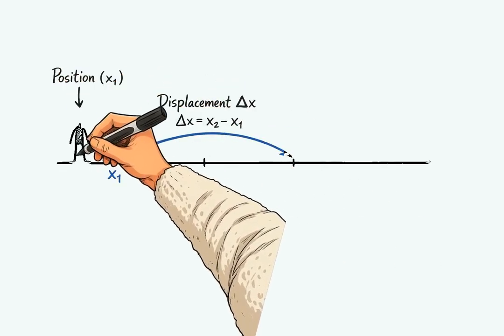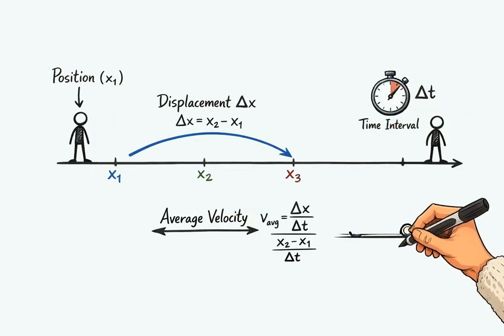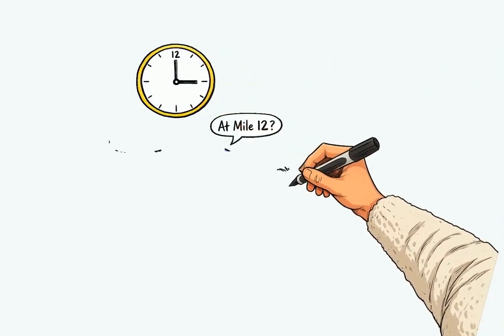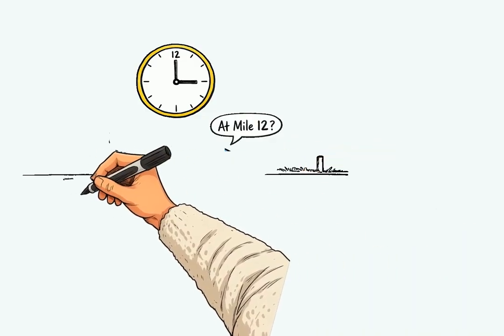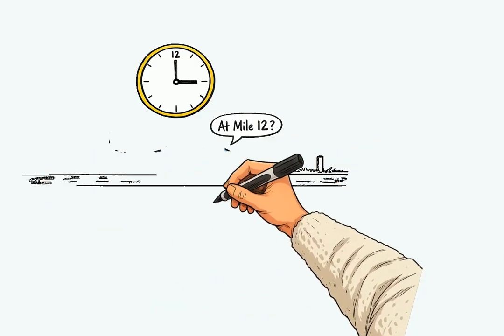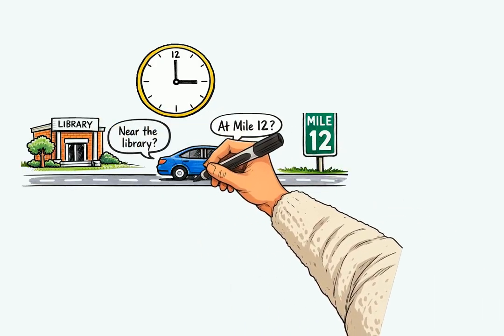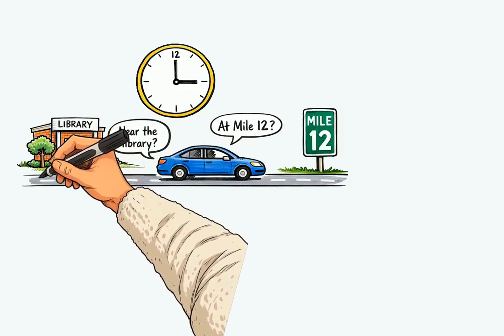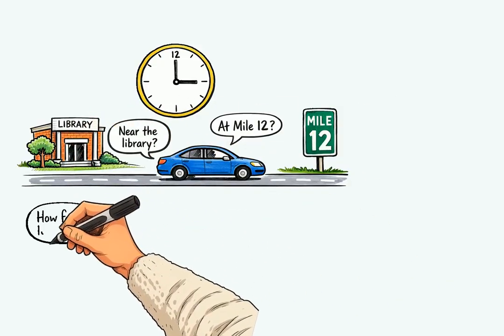Position, displacement, and average velocity. A car coasts along a straight road and you glance at the clock. If someone asks, "Where is the car right now?" you might answer, "Near the library," or "At mile marker 12." If they ask, "How much did it move in the last 10 seconds?" you start thinking about how far it progressed.